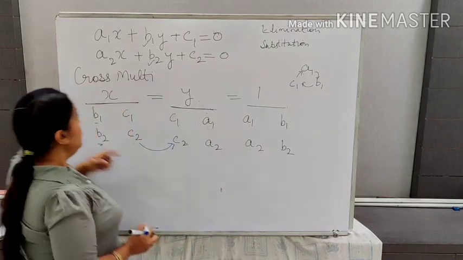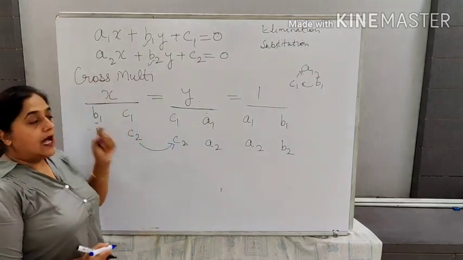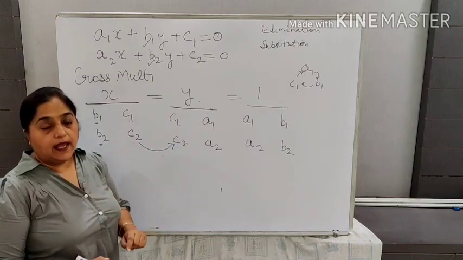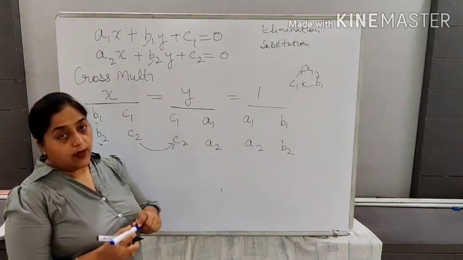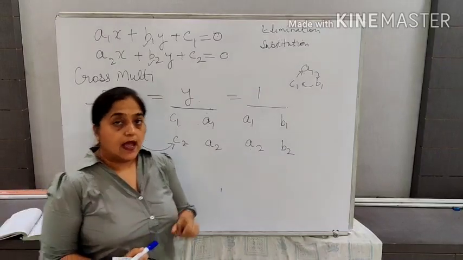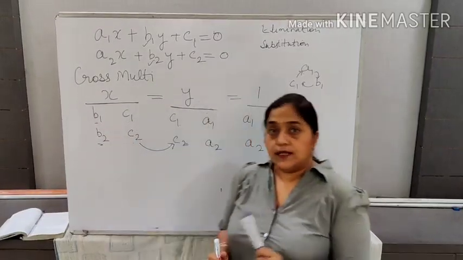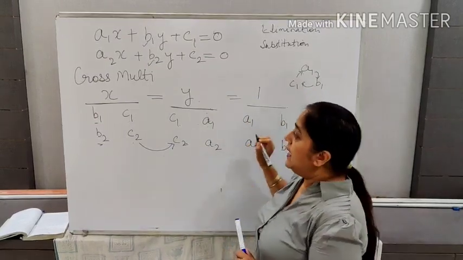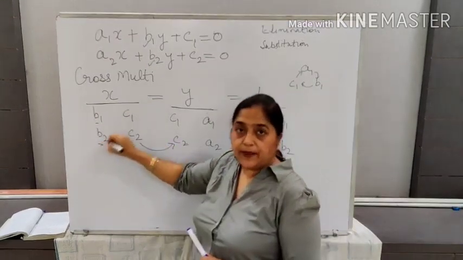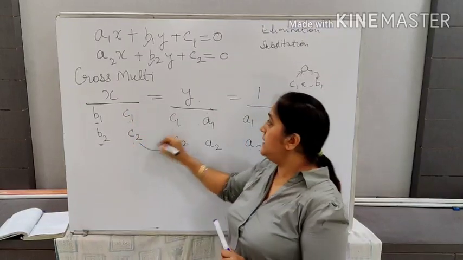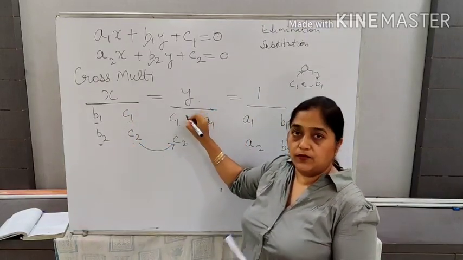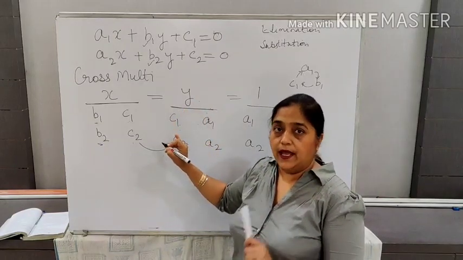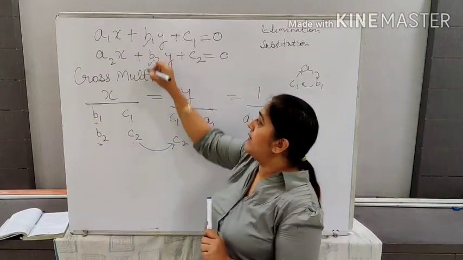So repeat it again. When I am writing x, I will skip the coefficients of x. I will write the coefficients of y and the constants. So what is the order of writing? You have to follow the cyclic order. First you will write b and then you will write c. Right? Similarly, when I am talking about y, I will skip the coefficient of y. Coefficients of y were b1 and b2.